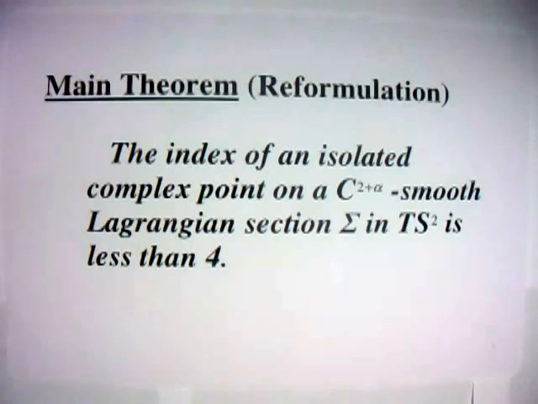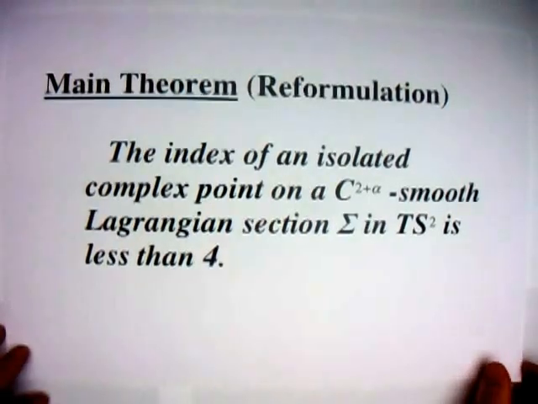It states that the index of an isolated complex point on a C2+alpha smooth Lagrangian section in TS2 is less than 4. Okay, so what we want to do is go through how we get this reformulation of the original theorem, which, if you recall, stated that the index of an isolated umbilic point on a C3+alpha smooth convex surface in R3 is less than 2. Okay, so let's try and work out how we get from there to this statement here.